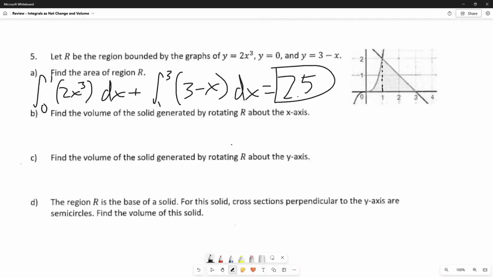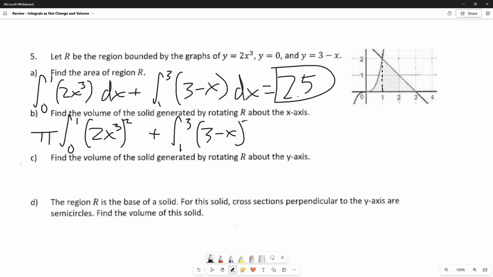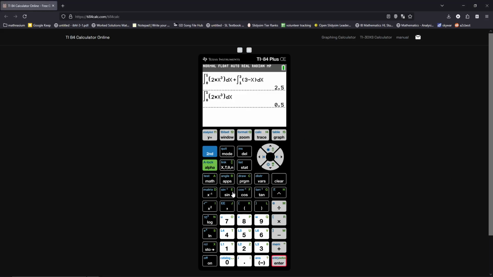Part B is find the volume of the solid generated by rotating R around the x-axis. And again, we can split this into two. First, the integral would be pi times 0 to 1, 2x cubed squared. And then the second one will be 1 to 3 of 3 minus x squared, times pi with respect to x. And put this into the calculator.